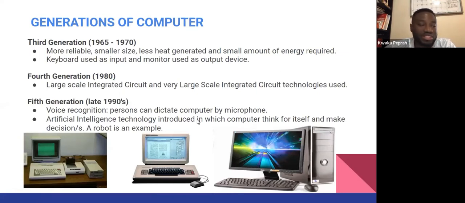This had more features. It had voice recognition, and it can dictate to computers. It can be dictated to the computer by the microphone. So the person can really dictate a voice and guess into the computer through a microphone. It also had artificial intelligence technology, which is introduced in the computer, which can really think for itself and make decisions for itself. That is a robot. That would be an example of a fifth generation computer.